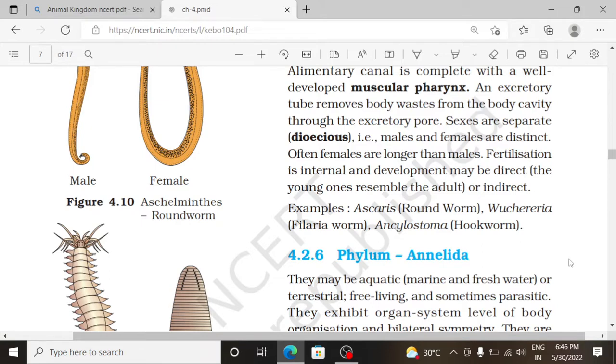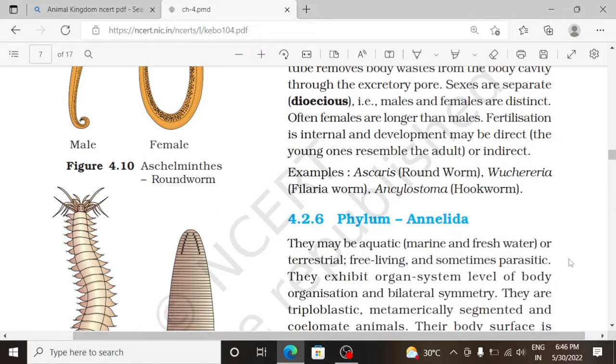The young ones resemble the adult or indirect. Examples: Ascaris, roundworm; Wuchereria, that is called as filaria worm; and Ancylostoma, that is called as hookworm.